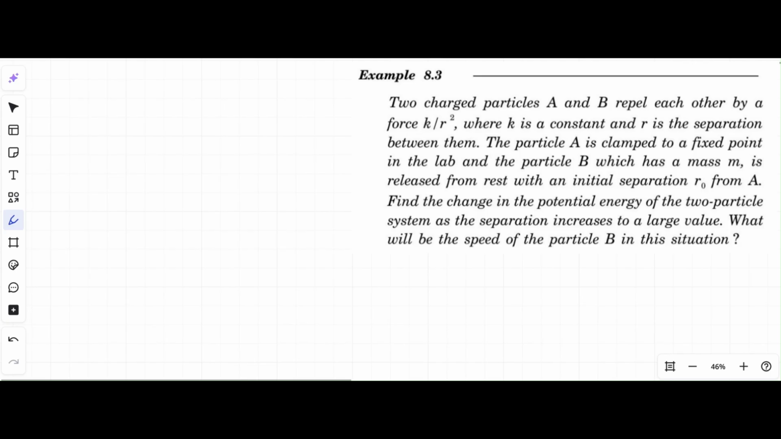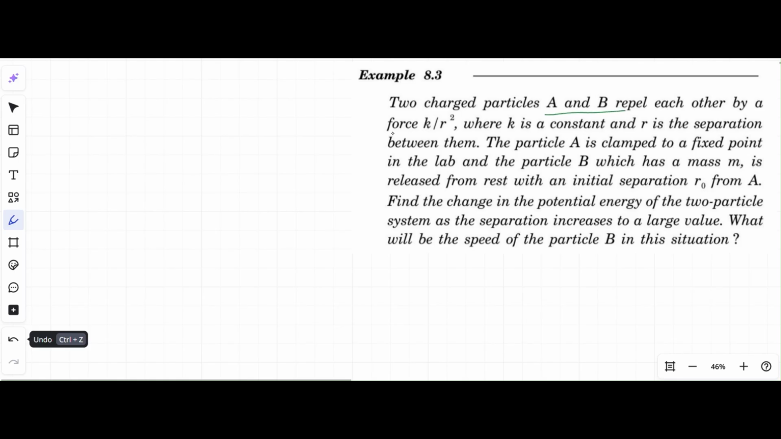Now this example 8.3 is an interesting example. We will see how this works. We will use many concepts here. So it says that there are two charged particles, A and B, both are charged, and they repel each other.